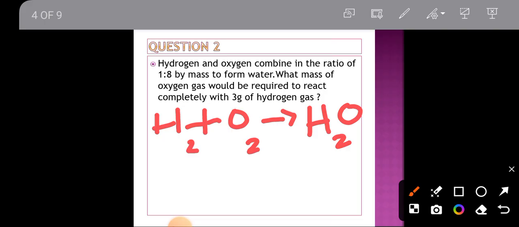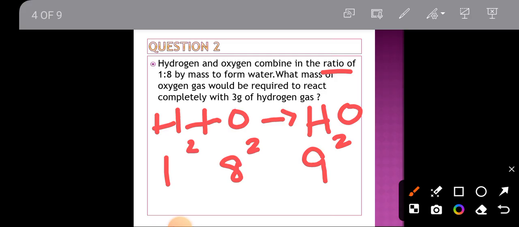It's a combination reaction. And he has also mentioned that the ratio is 1 is to 8. Means 1 gram of hydrogen reacting with 8 gram of oxygen. So what will be the amount of water which will form according to the law of conservation of mass? 9 grams, because 1 plus 8 is 9. And this is in accordance with the law of conservation of mass.